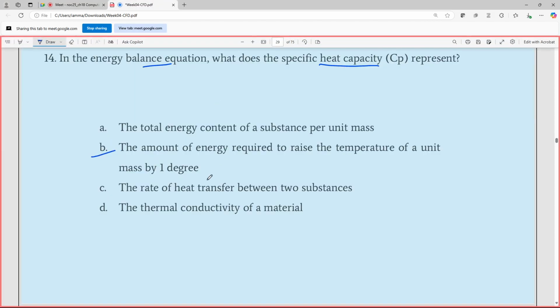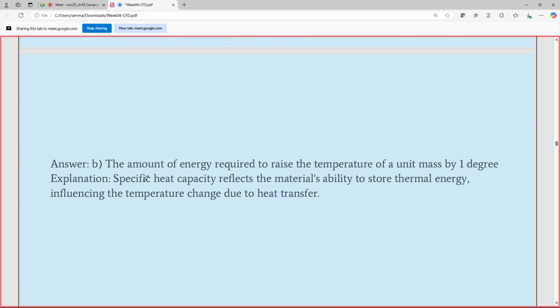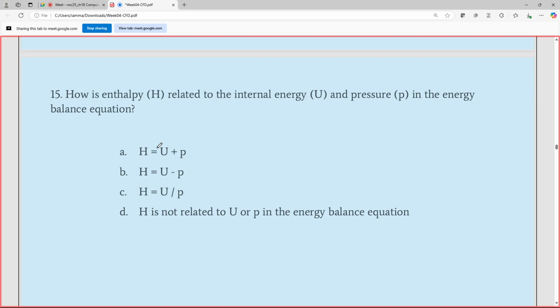Our answer is option B. Specific heat capacity of a material is the amount of energy required to raise the temperature of one unit mass of that particular material by 1 degree. This is option B. So this specific heat capacity shows the material's ability to store thermal energy and how it influences the temperature change due to heat transfer. Moving on to next question.